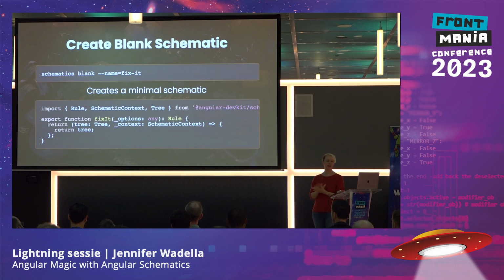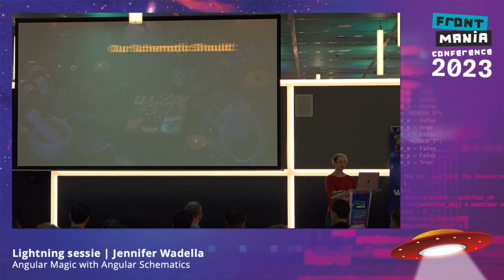So once we have our schematics installed globally, we can go ahead and run this schematics command, schematics blank. Blank is just going to generate us a blank schematic. Name it and pass in the parameter of whatever you want your schematic to be named. In this case, mine is called fixit. What this is going to do is create a base minimal schematic. This is the default rule and structure that is provided.